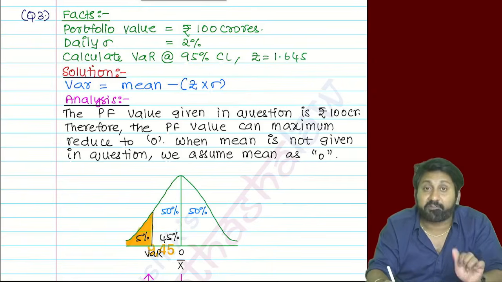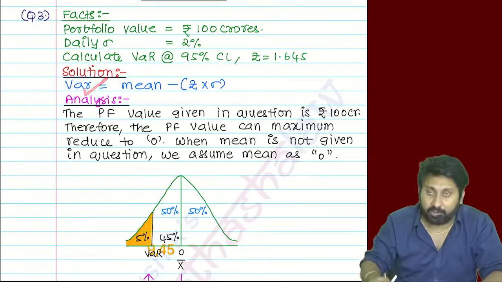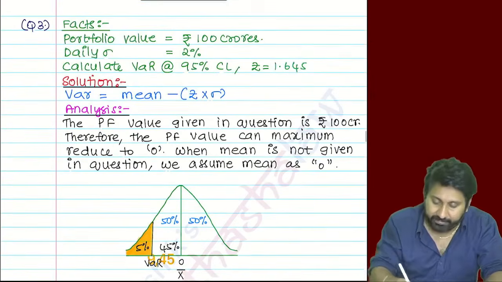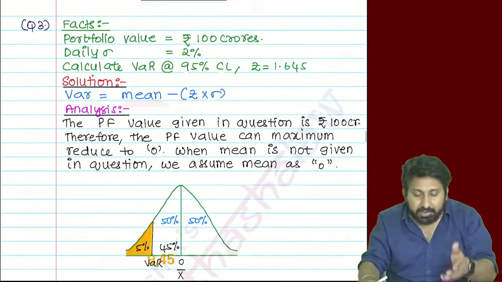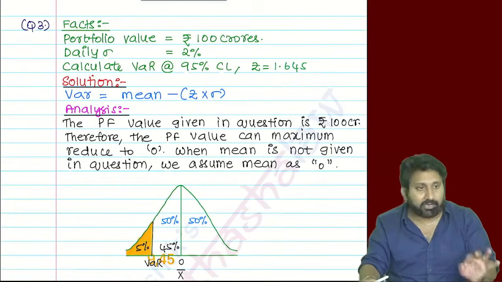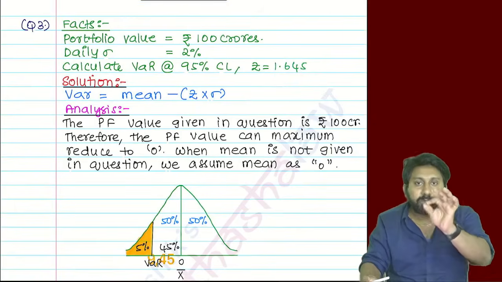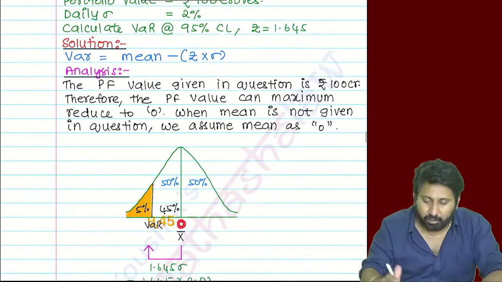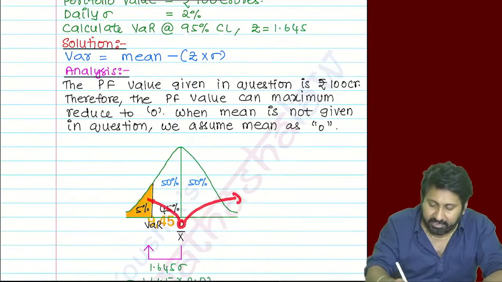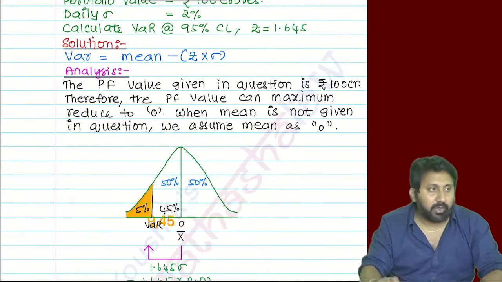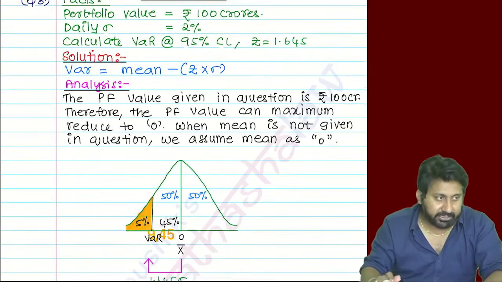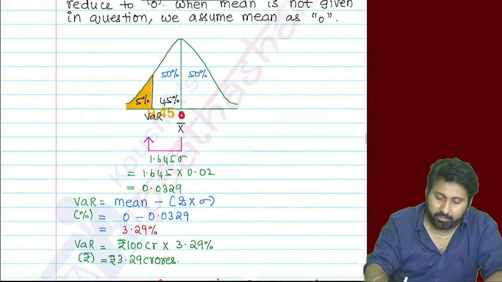This is the formula for what? This is the formula for VaR. So always remember, VaR equals mean minus Z into standard deviation. Now, mean, sir, mean is not given in the question. If mean is not given in the question, it will be assumed to be 0. So mean is 0. Anything above 0 comes here, anything below 0 will come here. Now mean is 0, average return is 0.